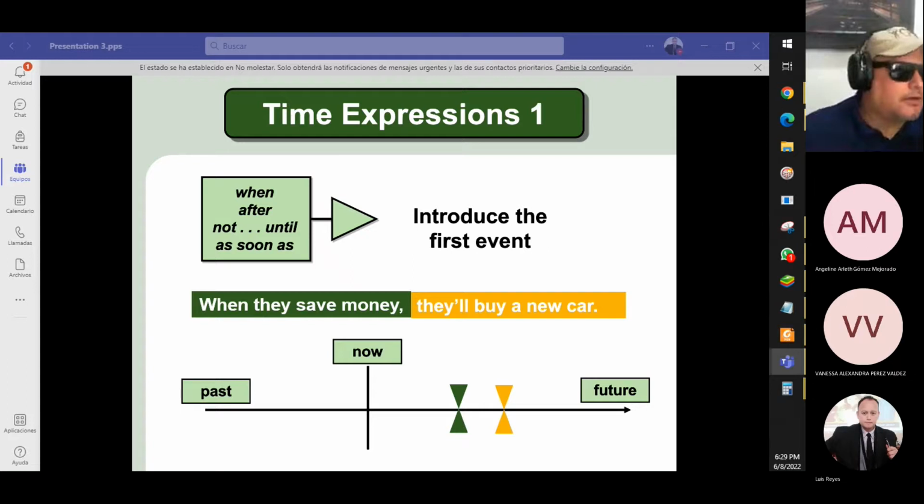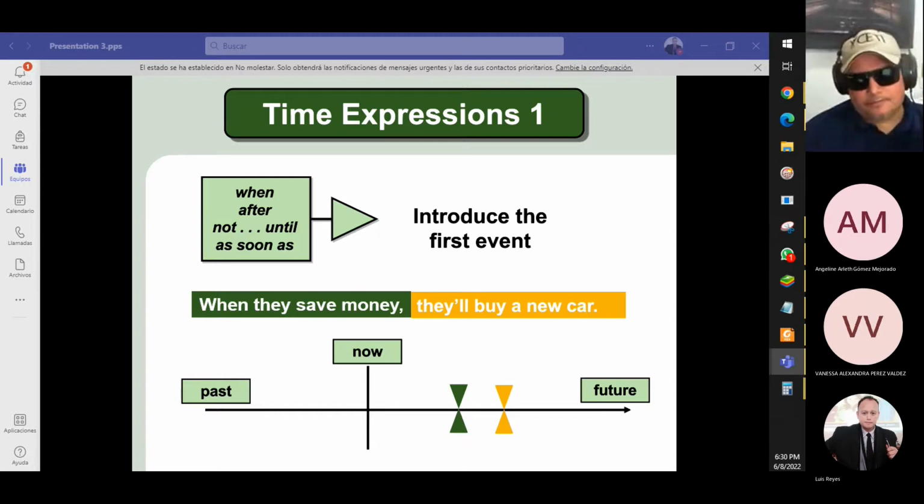Y pudiste haber dicho también, they'll buy a new car after they save enough money. O pudiste haber dicho, not until they save enough money, they'll buy a new car. O sea, no hasta que guarden el suficiente dinero. They'll buy a new car not until they save enough money. O puedes decir, as soon as they save enough money, they'll buy a new car. Cualquiera de esas cuatro expresiones dicen lo mismo. Hay cuatro maneras de decir lo mismo.